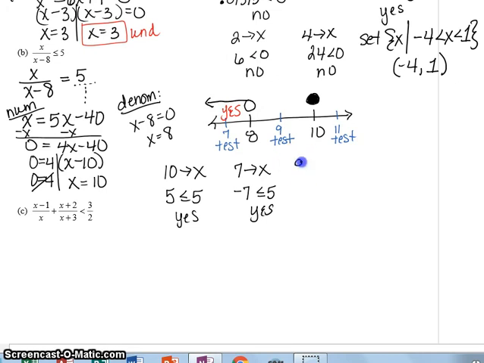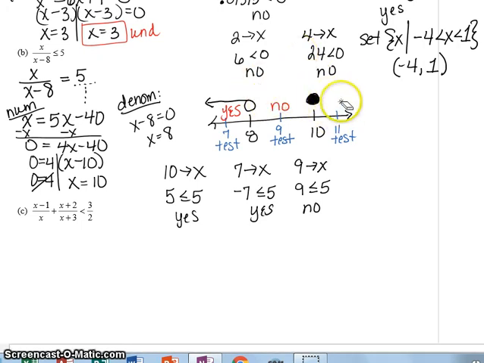Okay, now I'm going to test 9. 9 stored as x in my calculator. Go in and highlight x over x minus 8. I get 9. Is 9 less than or equal to 5? No, which means that anything in between 8 and 10 is a no, so you don't connect them.